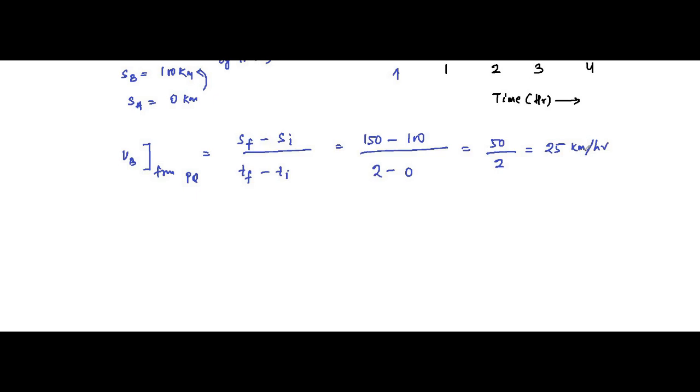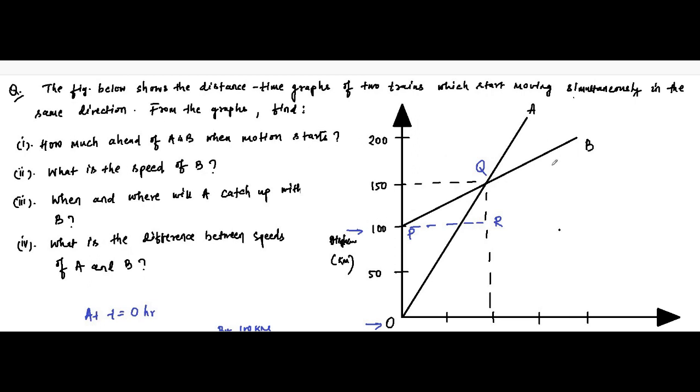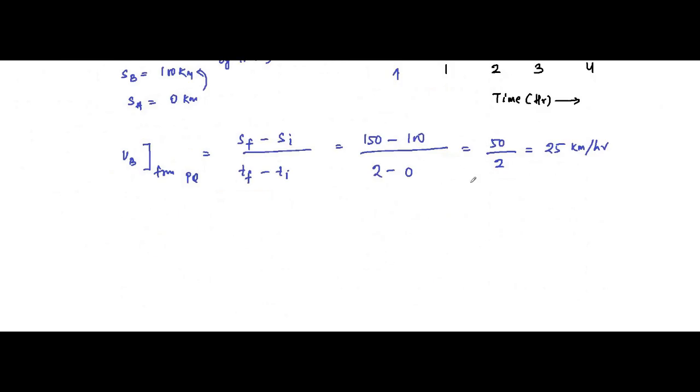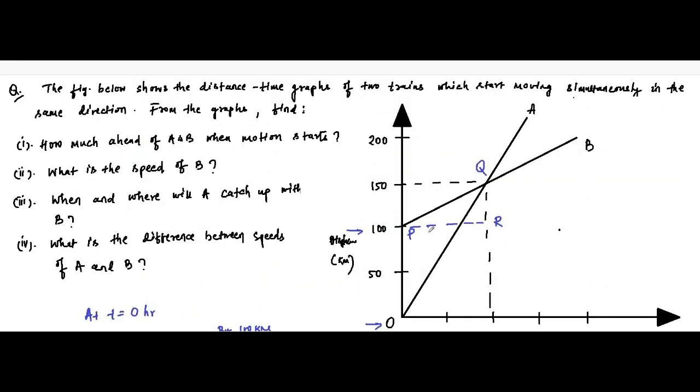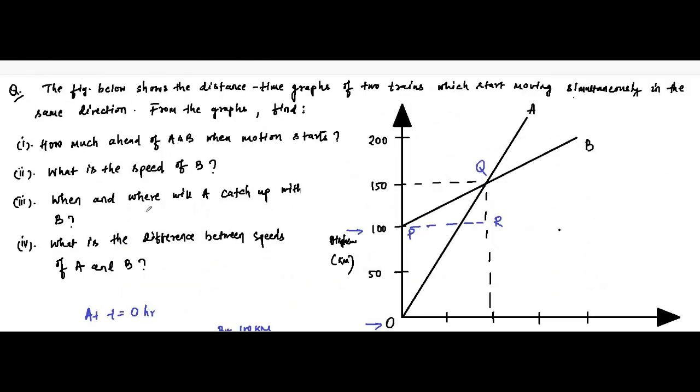That is the speed of train B from this curve PB that we have calculated. At point Q, the distance or displacement is 150, time is 2 hours. At point P, the initial distance traveled by train B is 100, at time t equals 0 hours. So simply put the values and got the result. The slope of the displacement time graph gave us the velocity or speed of train B.